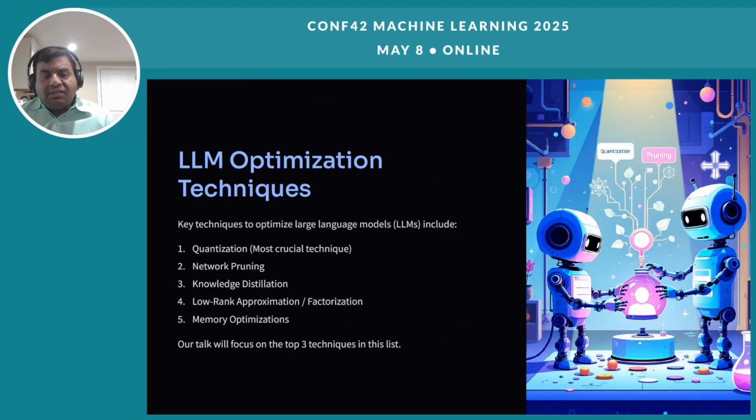LLM optimization techniques. Now let's get to the core software optimization techniques, especially critical for large models like LLMs on the edge. The most crucial technique, and the one we'll spend significant time on, is quantization, reducing the precision of numbers used in the model. Next is network pruning, removing redundant parts of the neural network. Then there is knowledge distillation, training a smaller student model to mimic a larger teacher model. Other methods include low-rank approximation or factorization and various memory optimizations. Today, we'll focus primarily on the top three: quantization, pruning, and knowledge distillation.